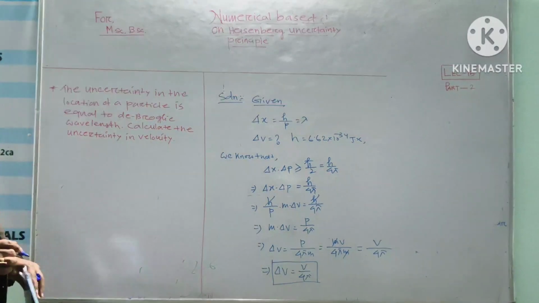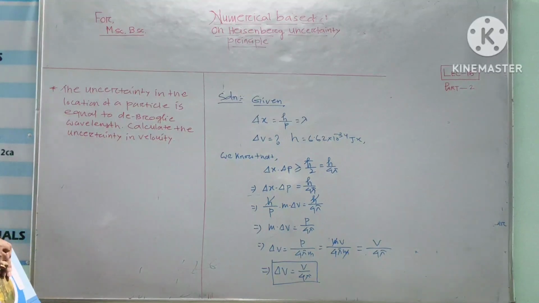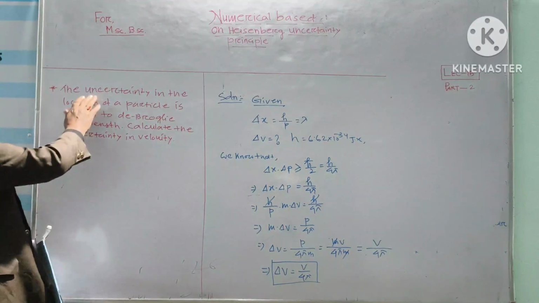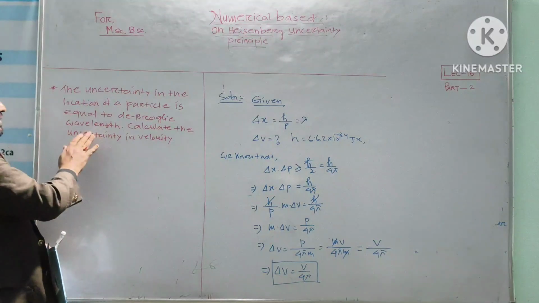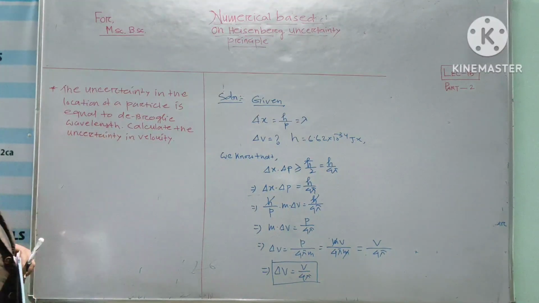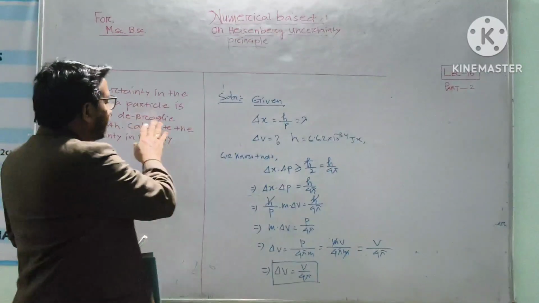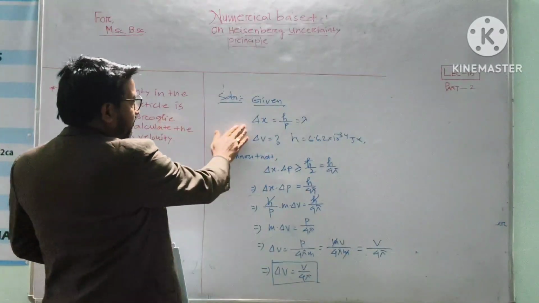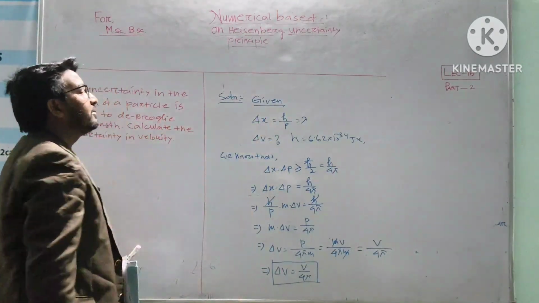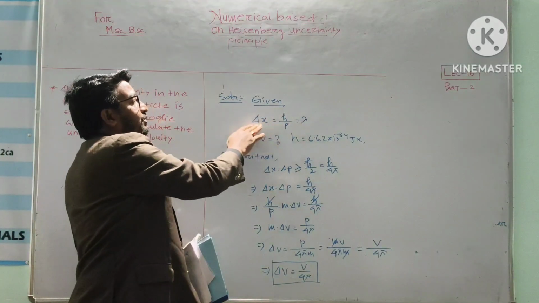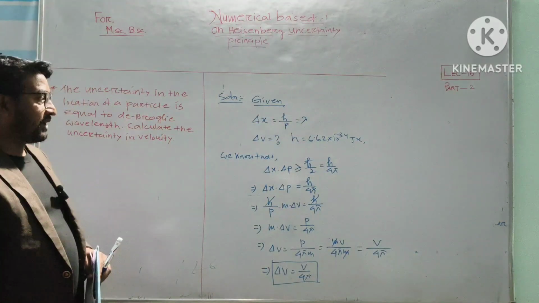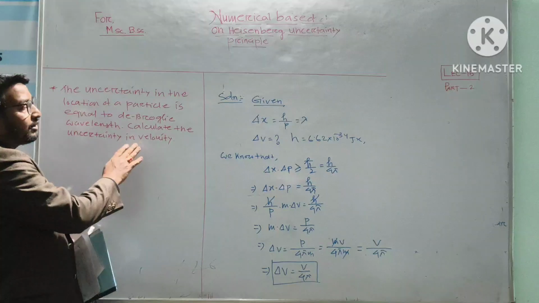For your better understanding, I am going to repeat this once again. The statement of this problem: the uncertainty in the location of a particle is equal to the de Broglie wavelength. Calculate the uncertainty in velocity. Given information: uncertainty of position delta x is equal to the de Broglie wavelength, and as we know, de Broglie wavelength lambda equals h by p. So we can write delta x equals h by p equals lambda, and we are going to find delta v.